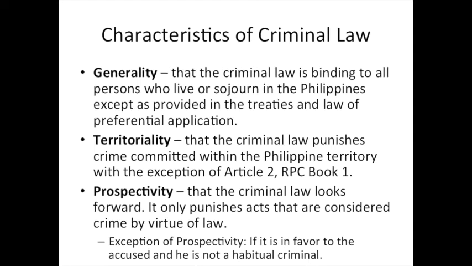So, prospectivity, that the criminal law looks forward, it only punishes acts that are considered crime by virtue of law. So, eto na yung tulad kanina, doon sa story about sa hijacking. So, if during the commission of a certain act, hindi pa yon crime, then you cannot punish those people who committed that act in which hindi pa yon crime during the time. So, prospectivity, pa-forward siya. So, pag nagawa yung crime, tsaka pa nagiging punishable.